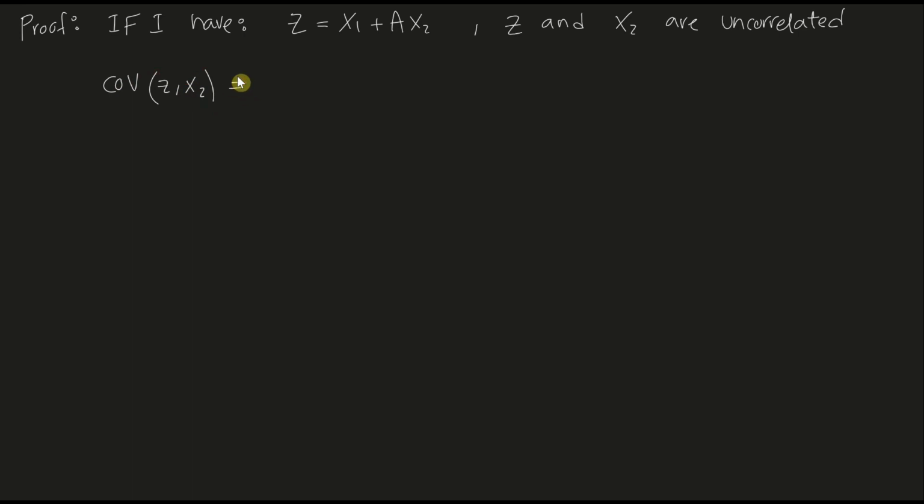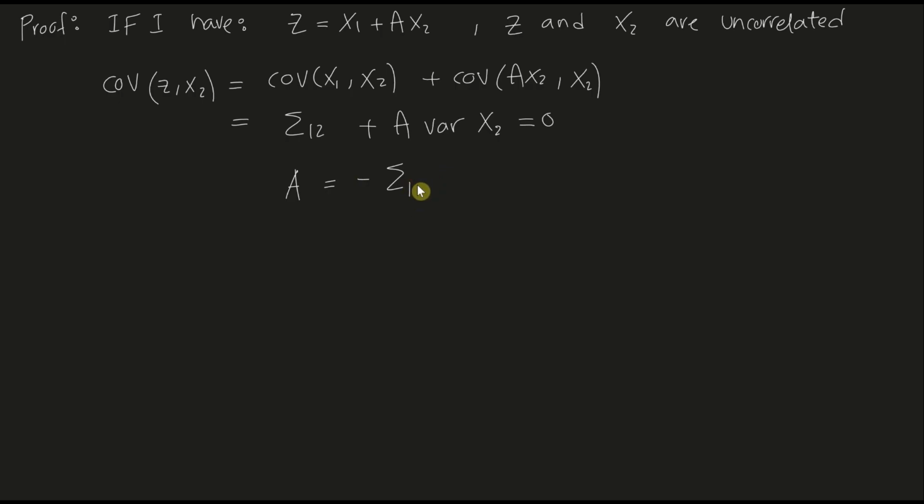Okay, so for the proof, I'm going to say I have a linear system that can be described by z equal to x1 plus a x2. And what I'm stating is that z and x2 are uncorrelated parameters. So if I were to do the covariance of z and x2, they should theoretically equal 0. And I can expand as follows. I know the first covariance is equal to sigma 1,2, and I have a variance of x2. I can pull the a out, and because this is equal to 0, a will have the following format. Now, this is the first part of the proof.